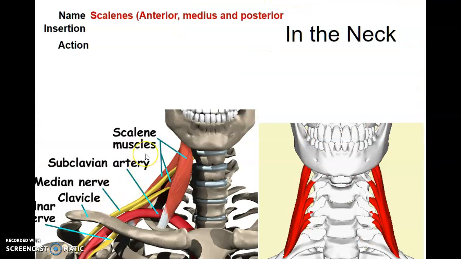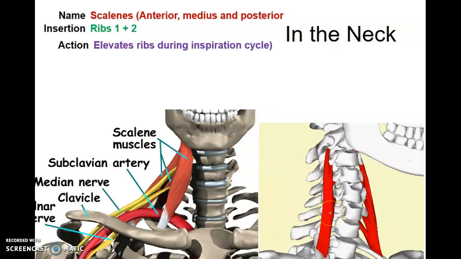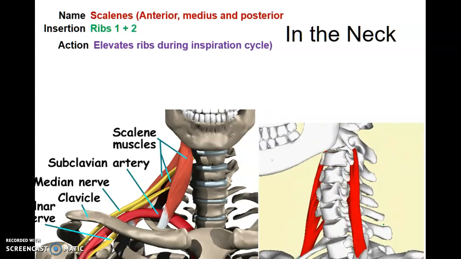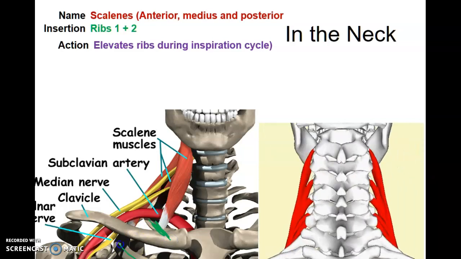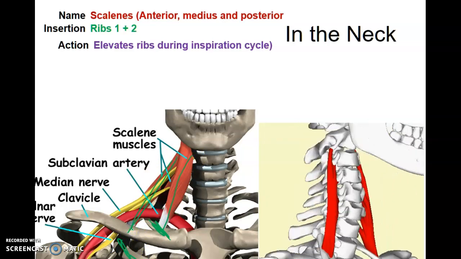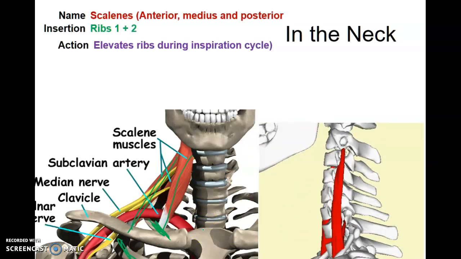So another muscle that helps you with breathing are the scalenes. There are 3 of them, anterior, median, and posterior. And they start at the transverse processes of the cervical vertebrae. And they attach to ribs 1 and 2. So there's rib 1. I never find rib 2 on this one. There's rib 2. So the scalenes are coming down to attach to them. They elevate the ribs during inspiration cycles.